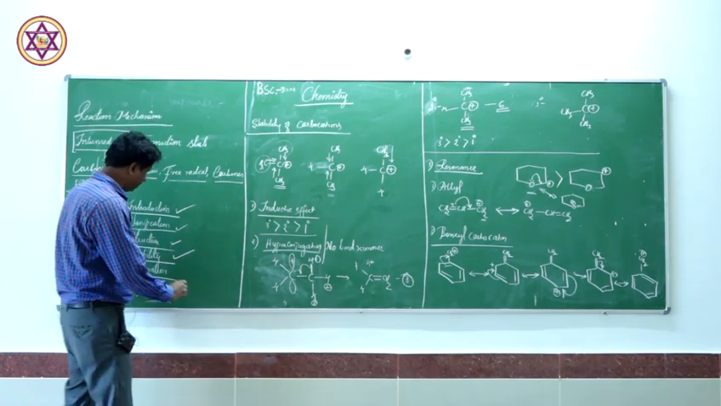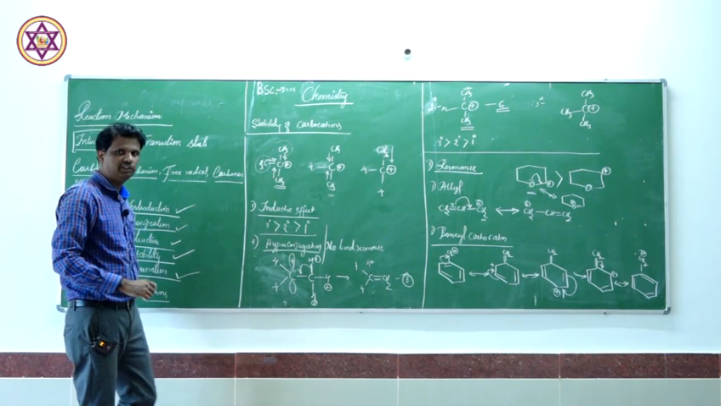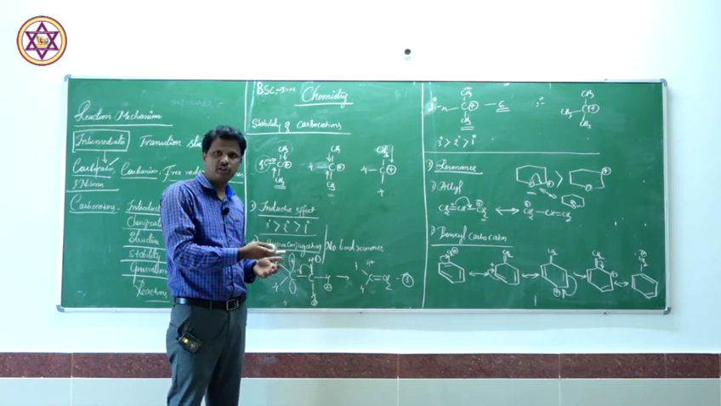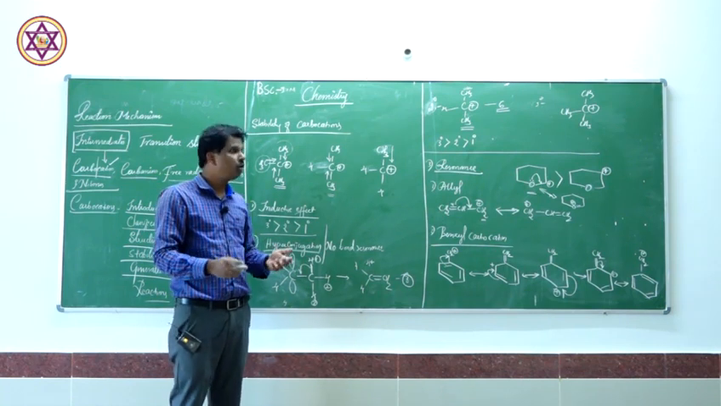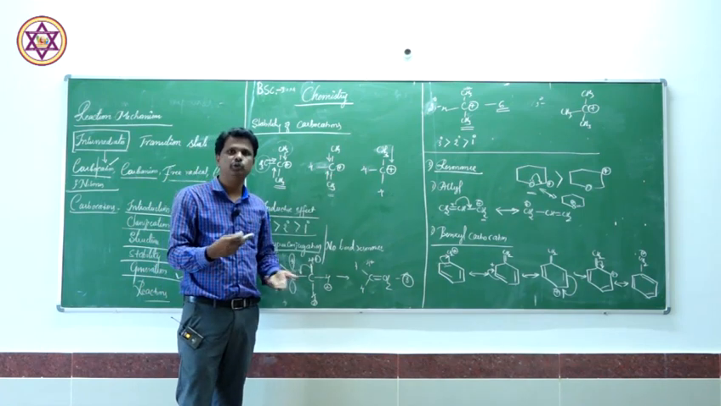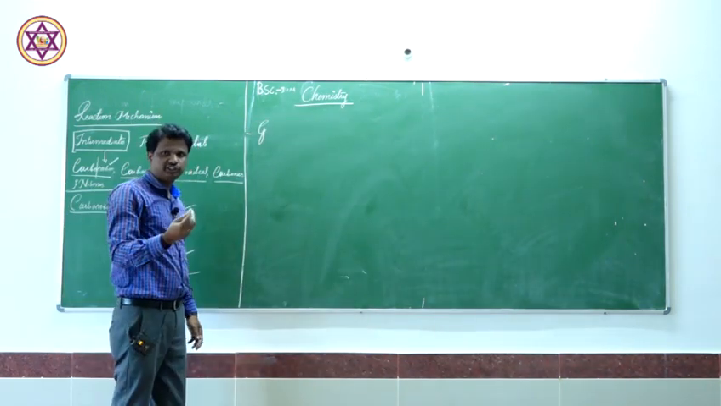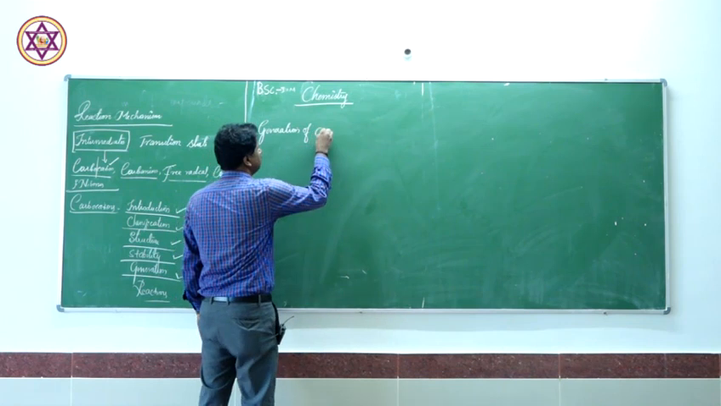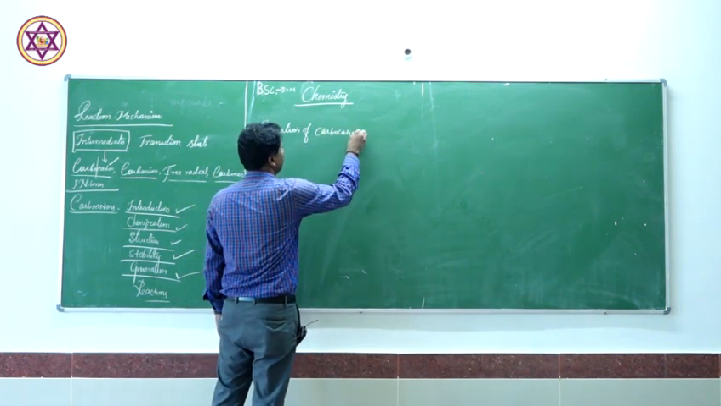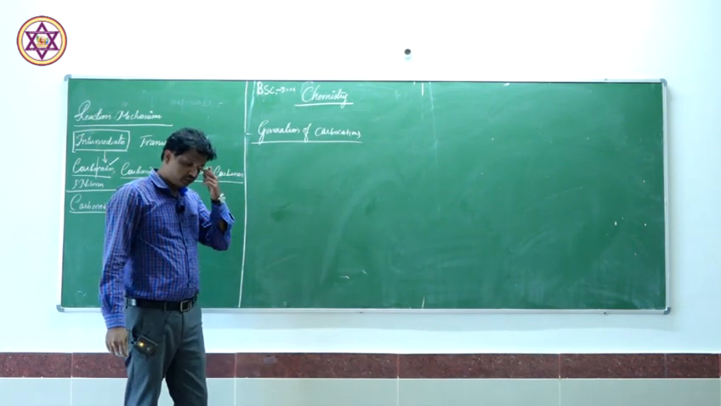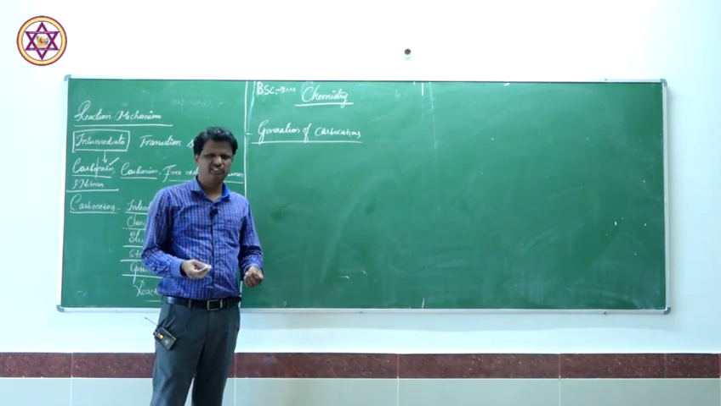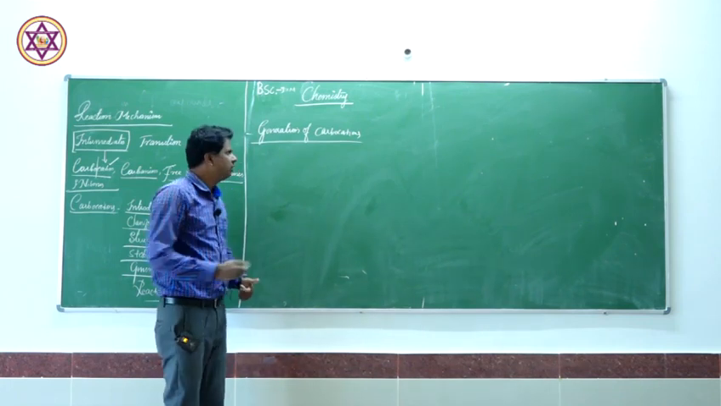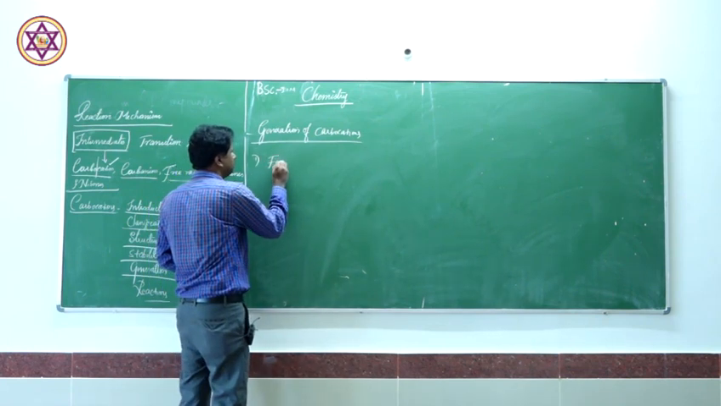Next we'll go to generation of carbocations. So far we discussed what is carbocation, what is the stability order for carbocations, how we can classify. Now we'll talk about how actually we can generate this carbocation during a chemical reaction. There are so many methods to generate a carbocation, but we'll talk about only a few, very basic ones, because you are just coming from PUC, so that you can easily understand how things are working. The first method is from alcohols.